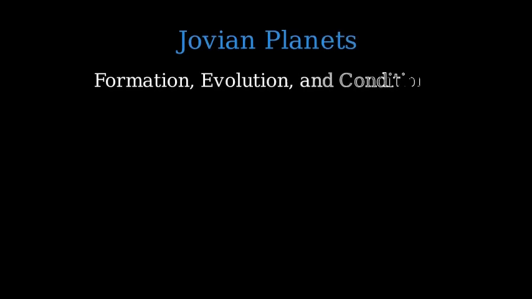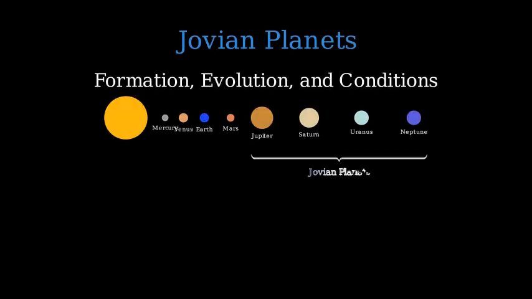Welcome to our astronomy lesson on Jovian planets. In our solar system, there are two main types of planets: the smaller rocky terrestrial planets near the Sun and the large gaseous Jovian planets in the outer regions. Today, we'll explore these fascinating gas giants, their formation, evolution, and the unique conditions that exist on them.